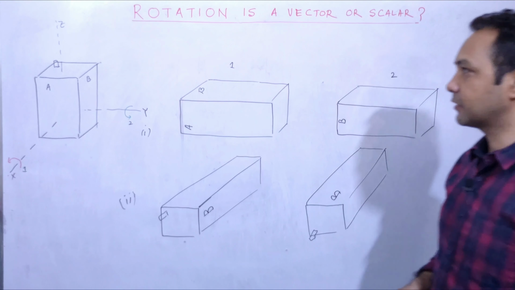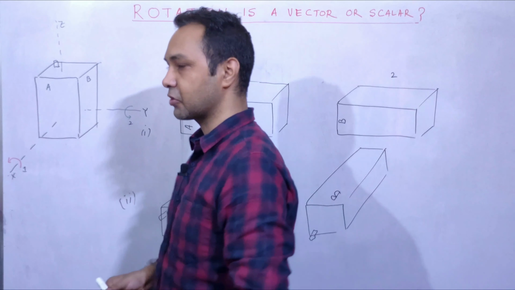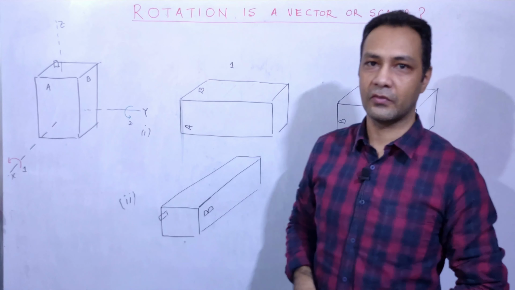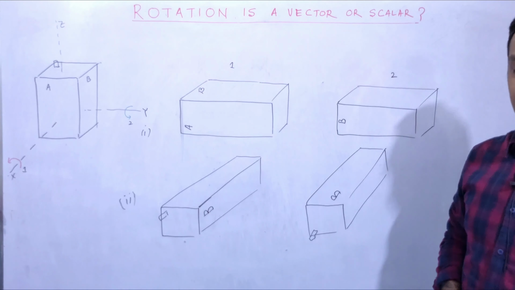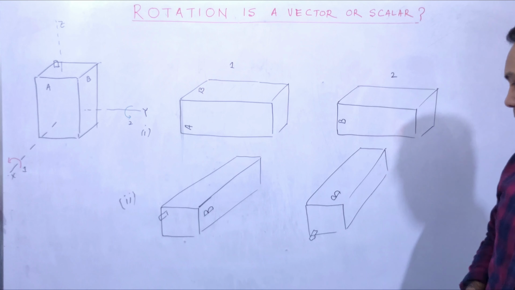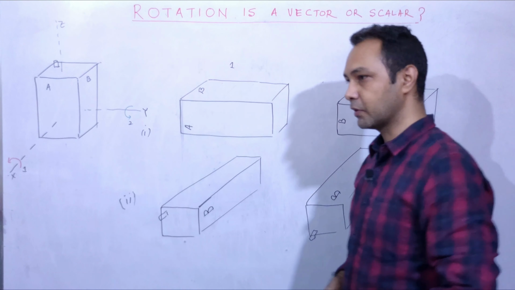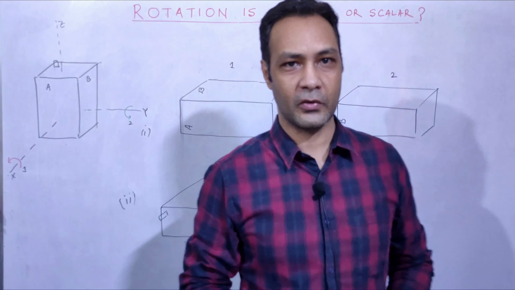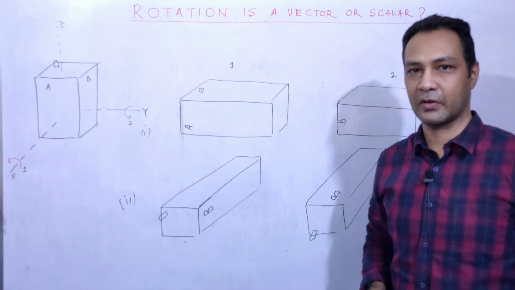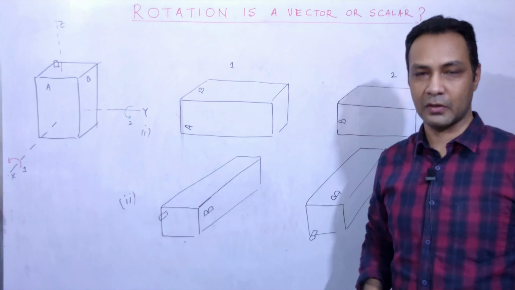So what we can say is that finite rotation is not a vector, and whether infinitesimally small rotation is a vector or not, that we have to explore. Now this was experimental, and now we'll do it more mathematically, to see whether finite angular rotation is a vector or a scalar. Let's see mathematically whether rotation is a scalar or vector.